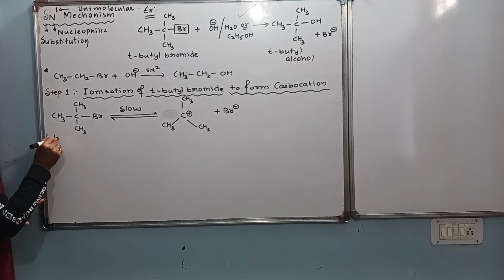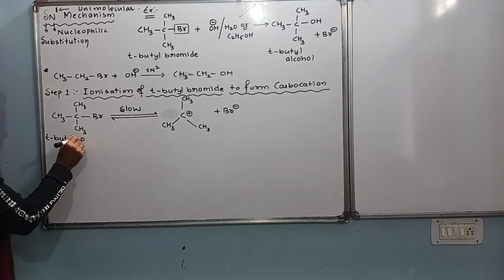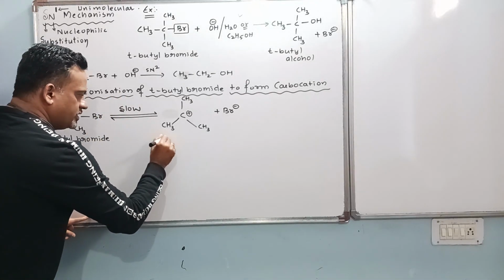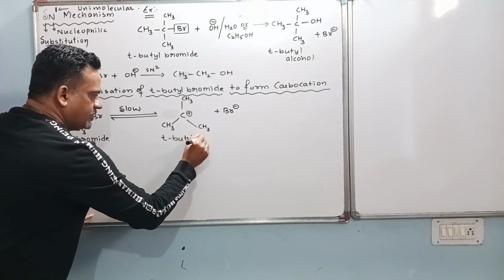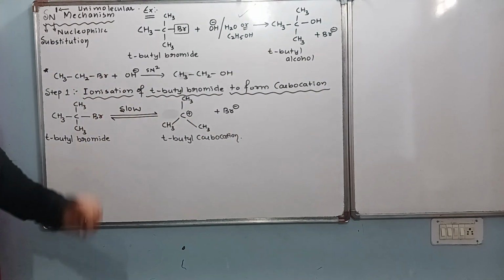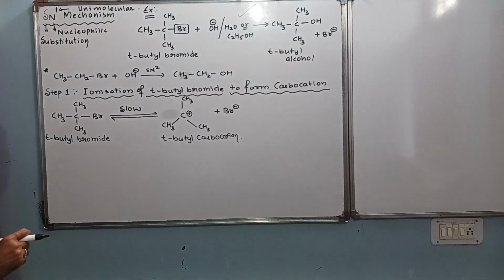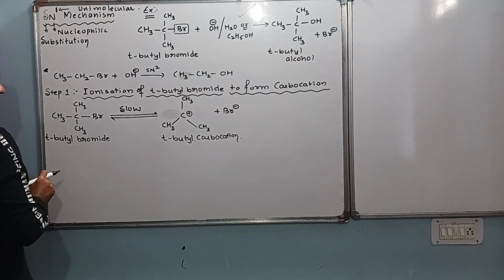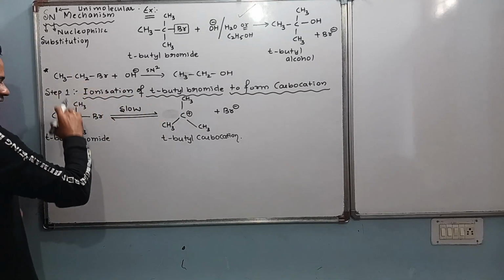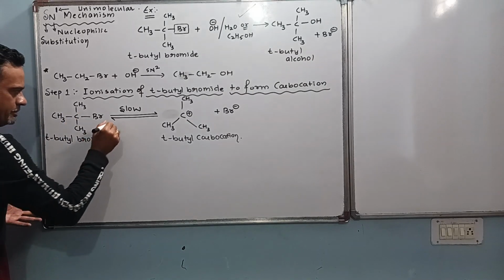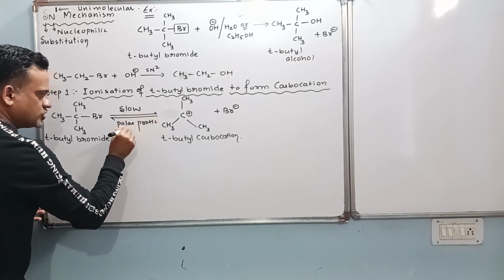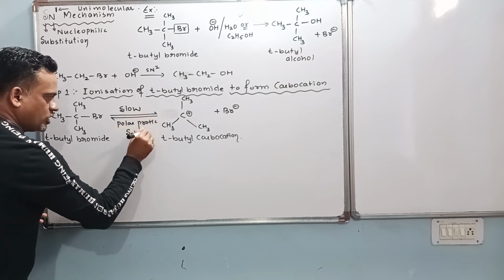Right? So tertiary butyl bromide slowly ionizes to give you what? Tertiary butyl carbocation. Tertiary butyl carbocation is formed in the first step, right? So here you need to understand that this tertiary butyl bromide is undergoing ionization, and the ionization is going to be favorable by what solvent? Polar protic solvent. Polar protic solvent has to be there.